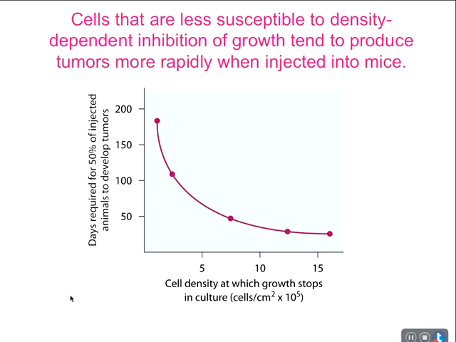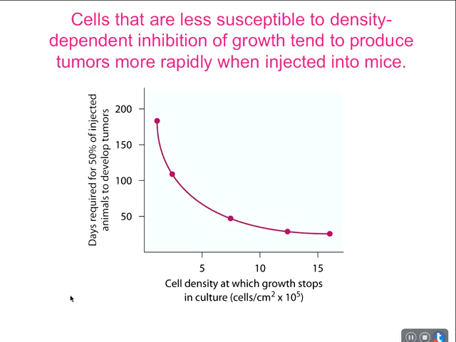So what they're looking at here is the cell density at which growth stops. Okay? So you take one cell, put it into a culture media, allow it to grow. The question is, when does that mass of cells stop growing? Well, here it stopped growing at a relatively small density. Here it took a long time before it stopped. So this is the really dangerous one that is no longer responding to density-dependent inhibition of growth.